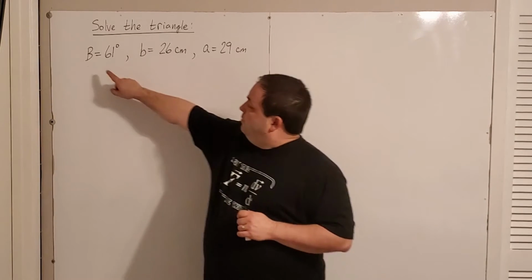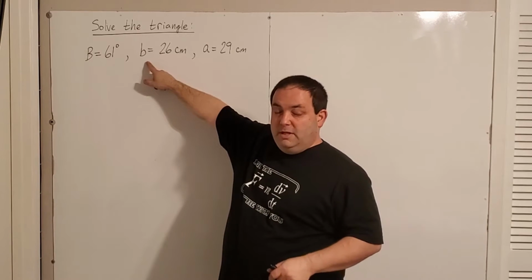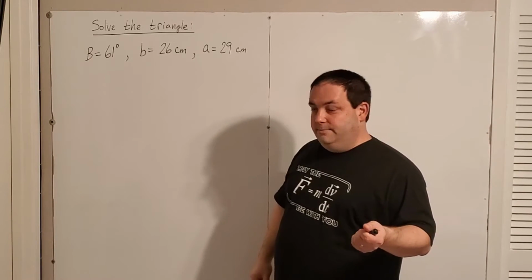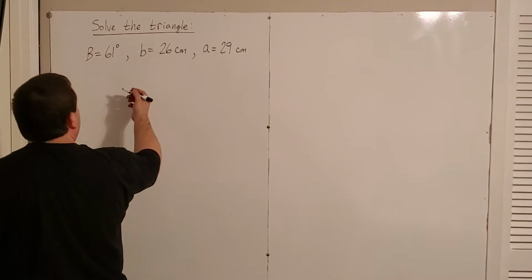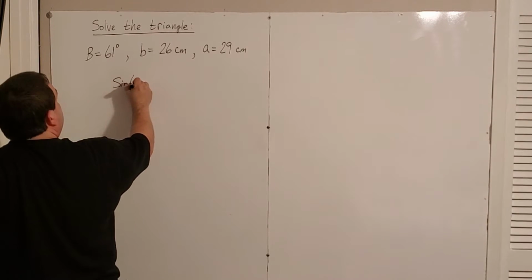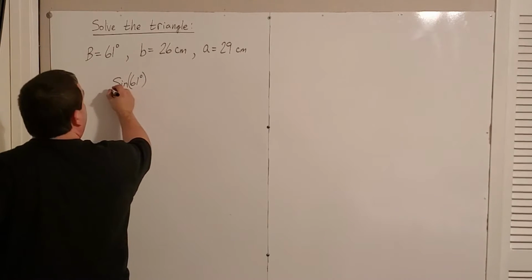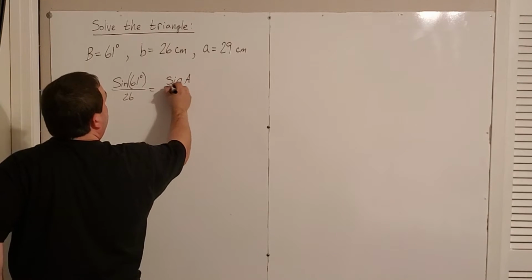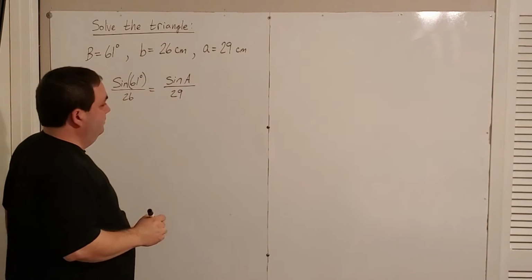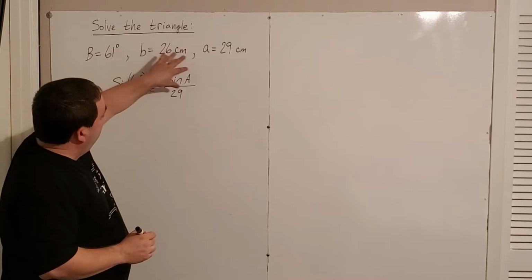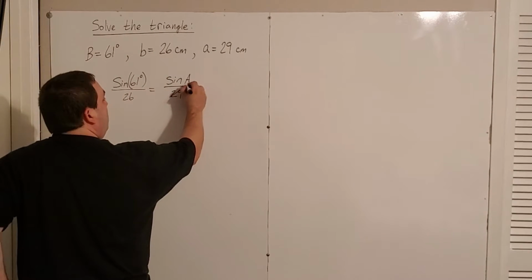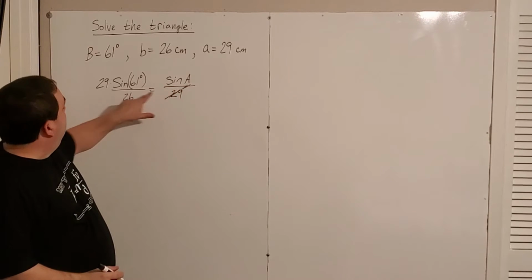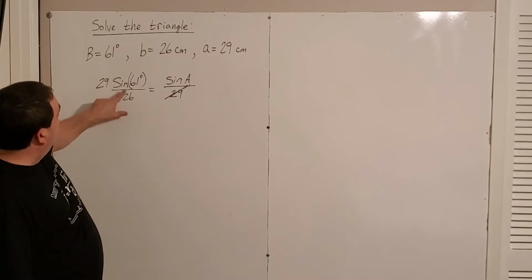So notice I've got the big B, little b pair. That's screaming law of sines to me already. And then I have the side A, which means I'll be looking for angle A. So let's set that up first. I have sine 61 degrees divided by 26 is equal to sine of A divided by 29. So I'm solving for angle A, which means I'm going to multiply the 29 to both sides, so this one's gone. And sine of A is going to be equal to 29 sine 61 over 26.